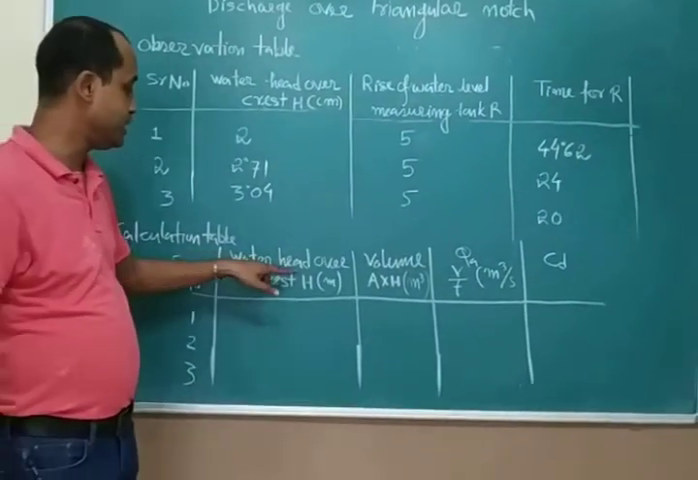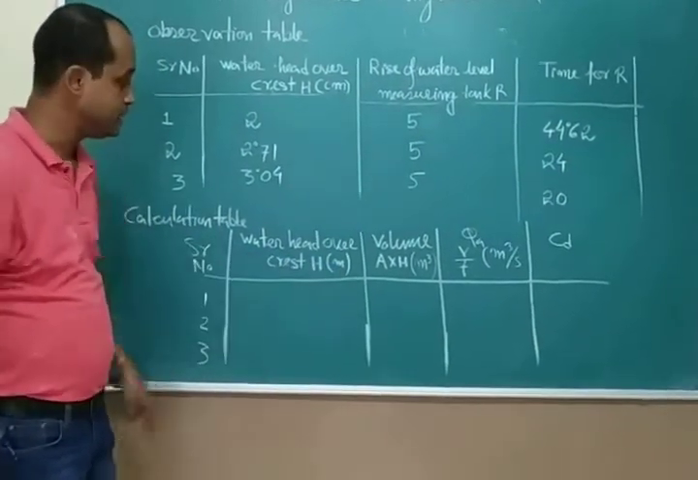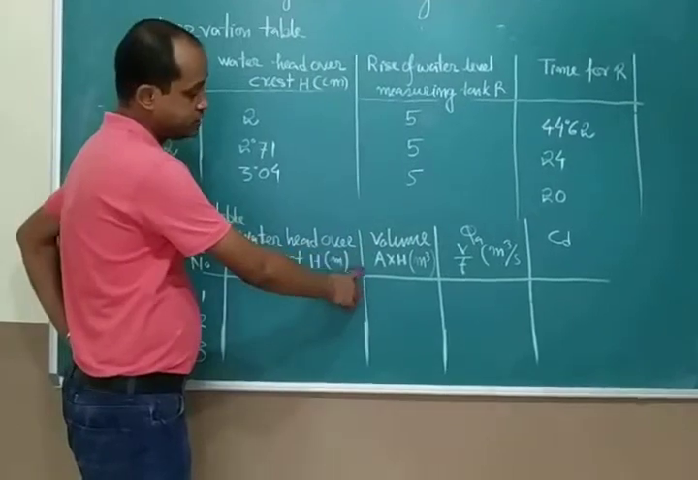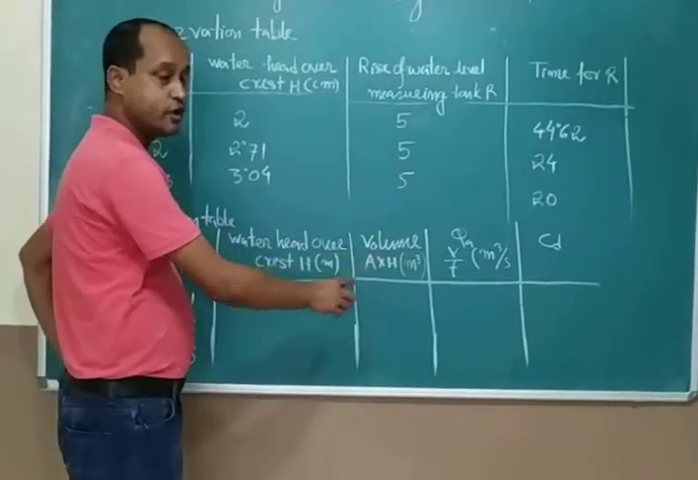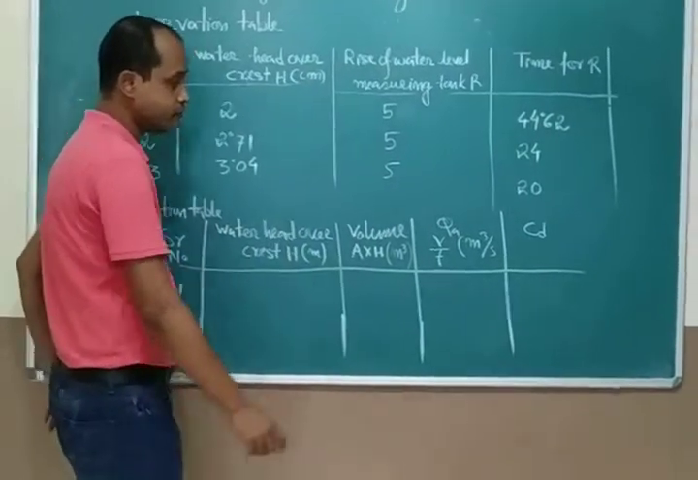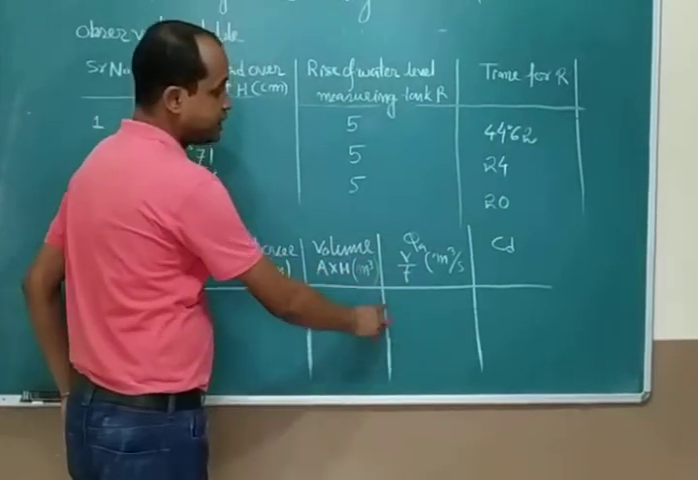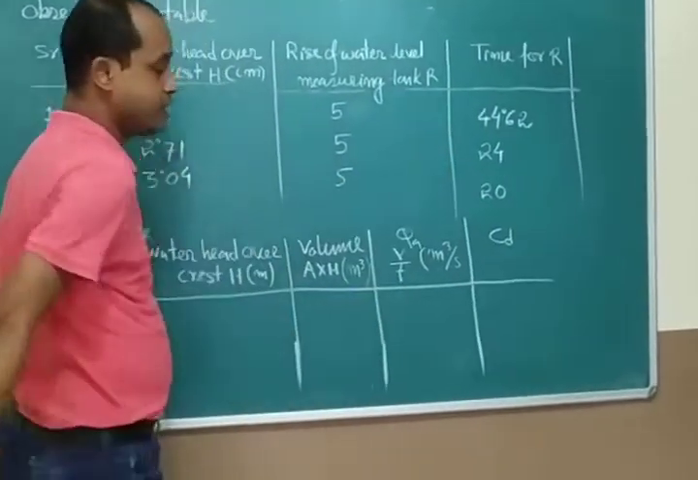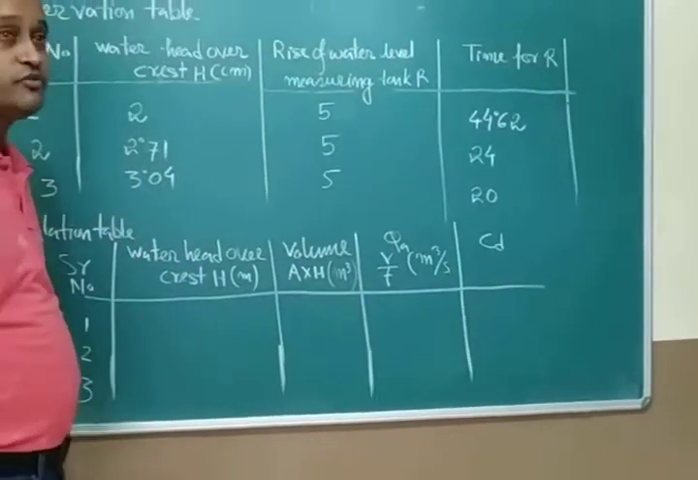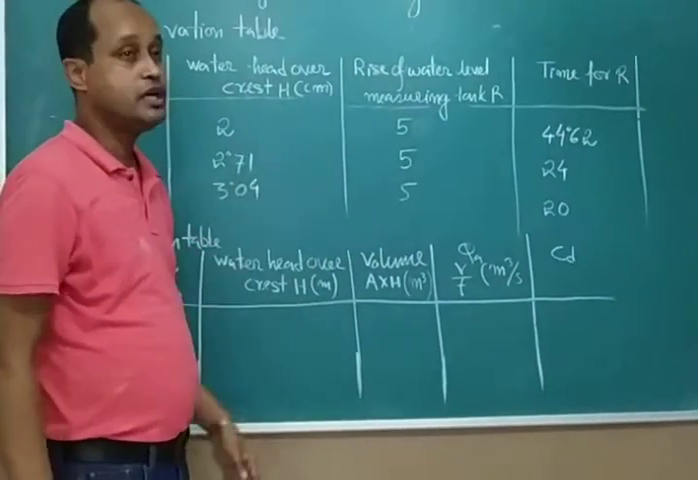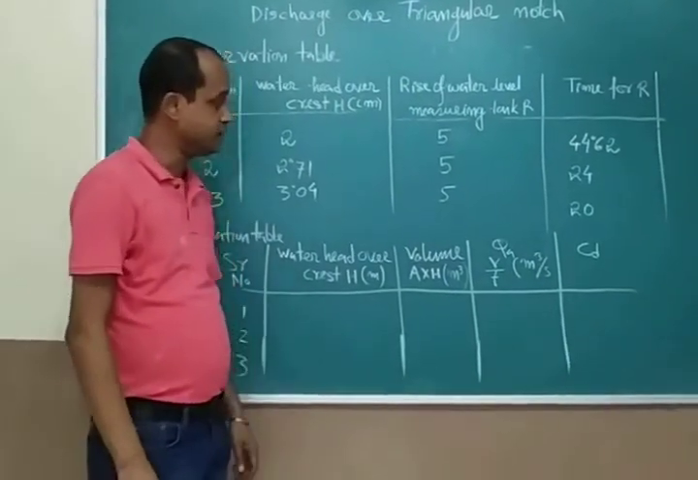After getting these values, we have to make another table, that is the calculation table, where you have to find the water head over the crest, that is H in meter. Then you have to find the volume, that is area into H. Area is already given, 0.1 meter square. Then you have to find the actual discharge, that is volume by T. T is already given here. And after that you find the Cd by using the formula for the triangular notch. I hope you understand the experiment. Thank you.